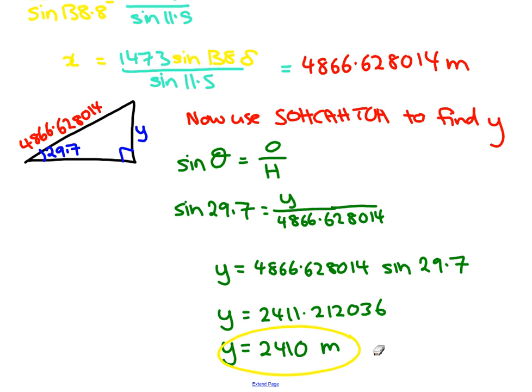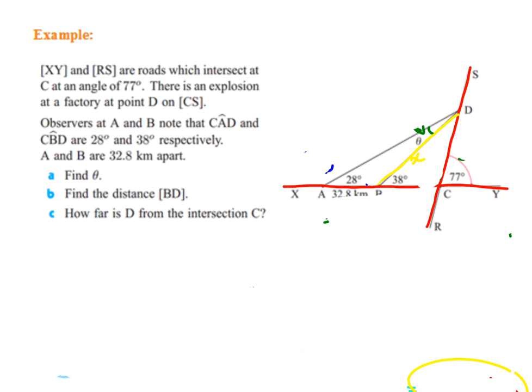Here we go. Another example. Looks a little bit complicated, doesn't it? So XY, where's XY? XY is this horizontal line here. And RS, which one's RS? RS is this kind of diagonal line.